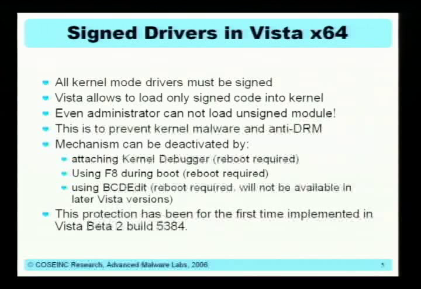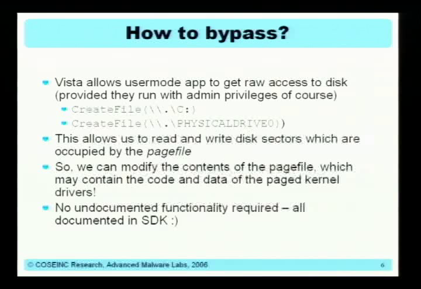This mechanism can be deactivated in 2 legal ways, which were provided for testing. One way is when the user attaches a kernel debugger when the system boots, and the other is when the user presses F8 when the system boots. So this is for testing. There's yet another way to disable this mechanism, but this is only available in the beta version. It will not be available in a production version, and this is by editing startup options using BCDEdit. Okay, so now we will think about how to bypass this mechanism.